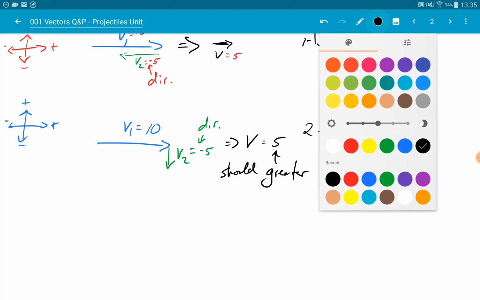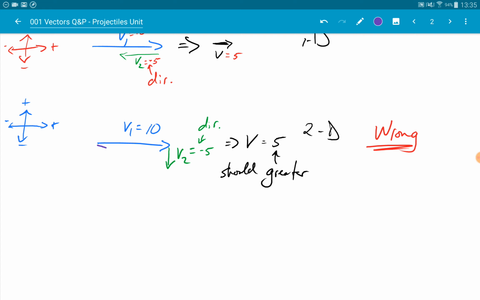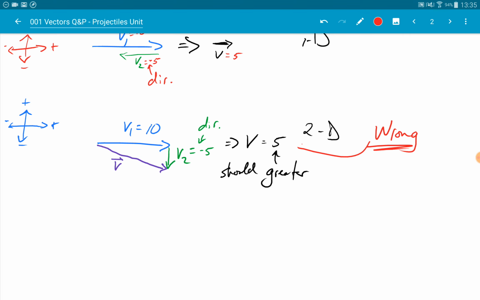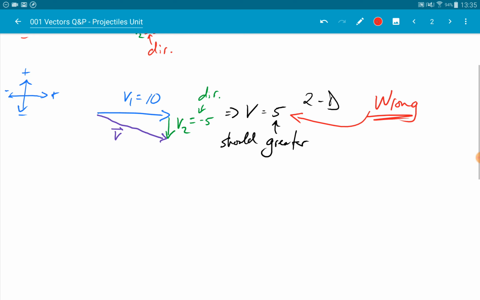So how do we actually do this? Well, we need to add it within vector space here, and that means that we need to have them go tip to tail as I drew them here already. And this V is the wrong one, so maybe I'll put wrong next to that one right there. Now the purple is going to be correct here, where this makes up a right triangle.